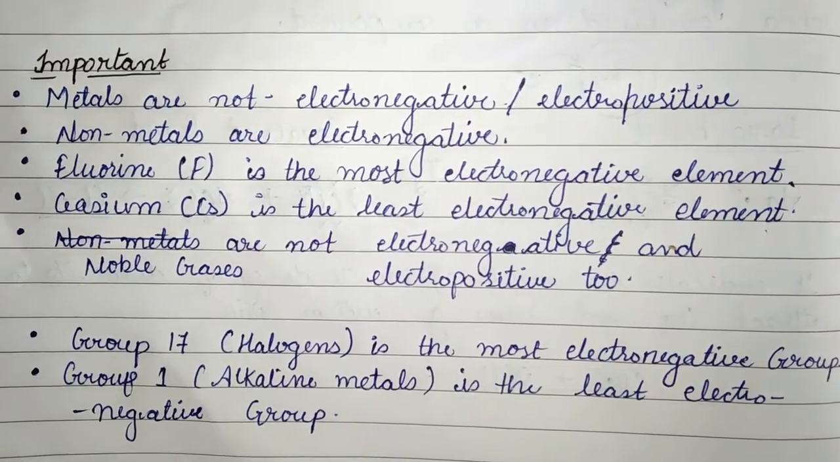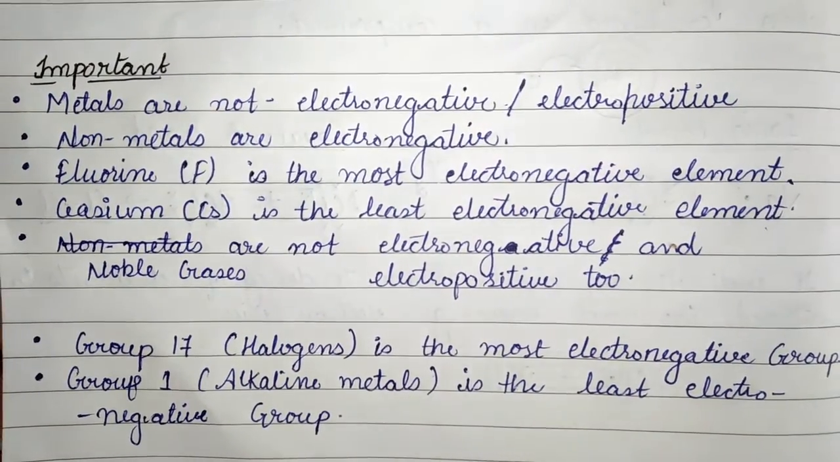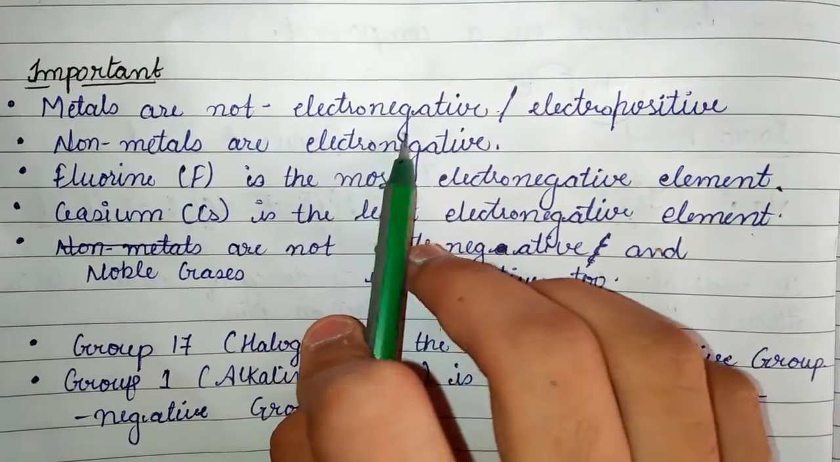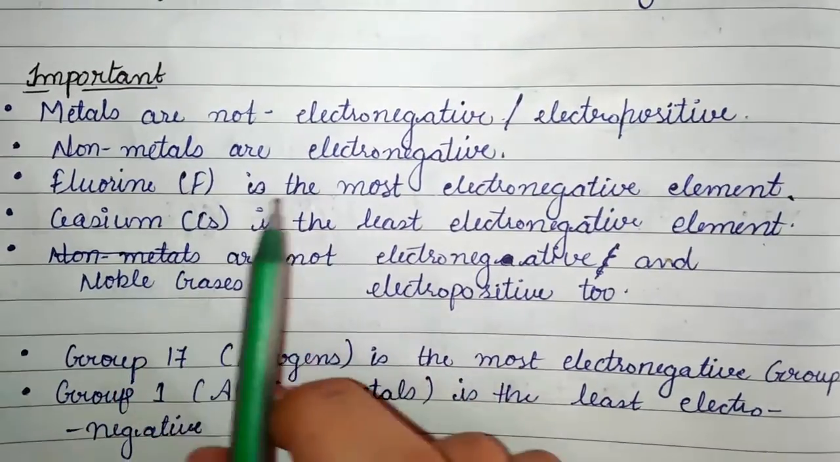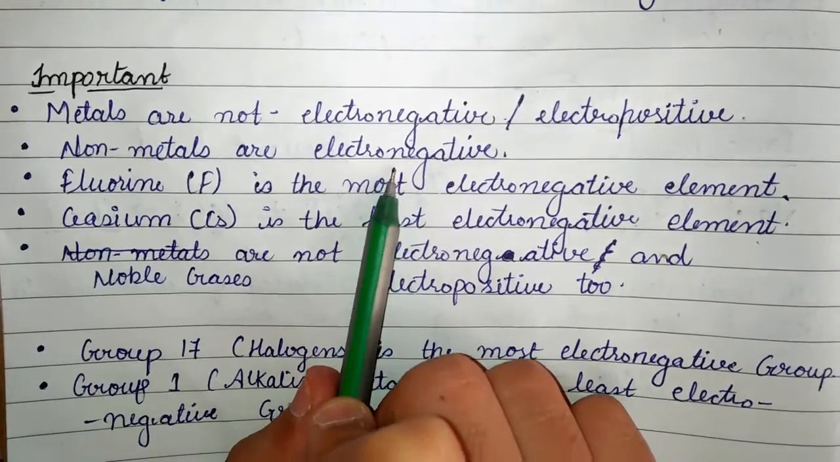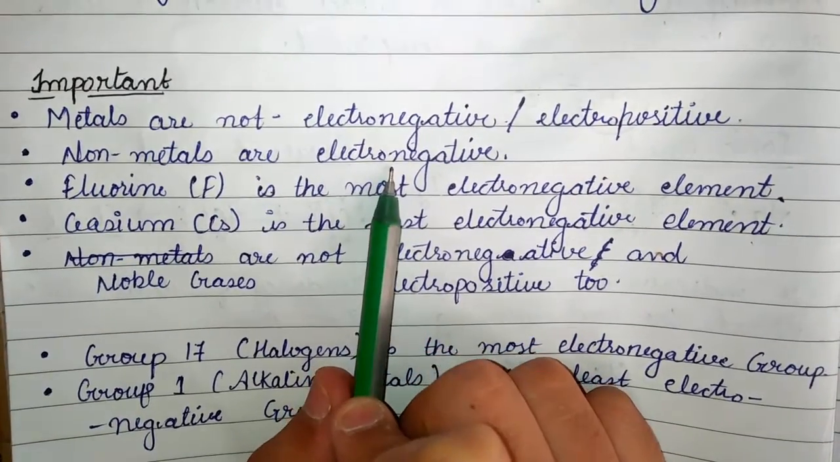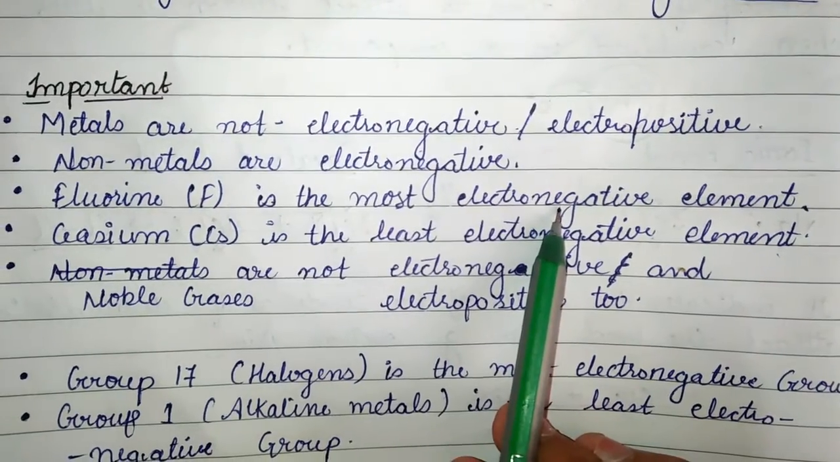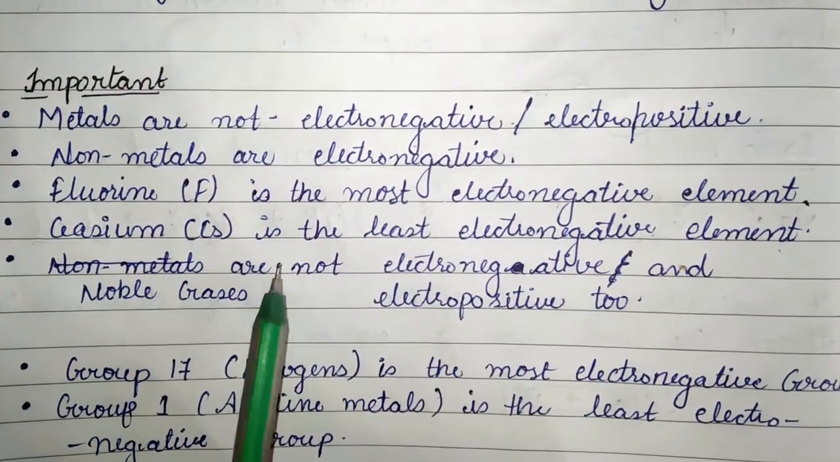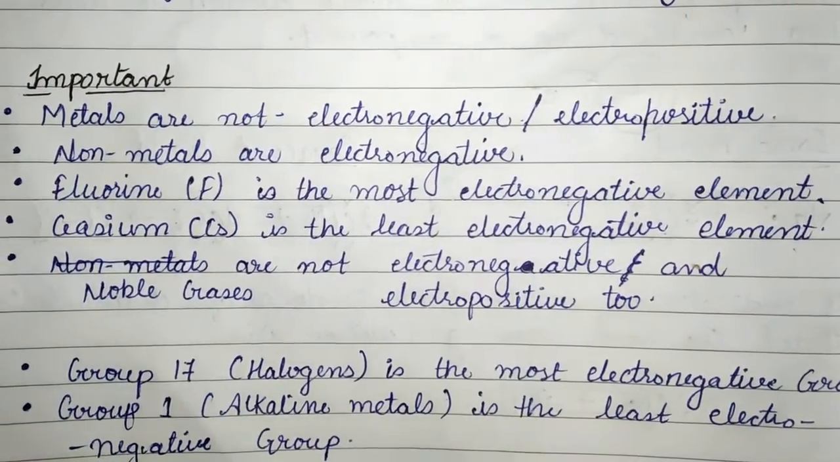Now we have some important points about electronegativity. Metals are not electronegative, or we can say metals are electropositive. Second, non-metals are electronegative, so that's why they are able to attract electrons toward themselves. Fluorine is the most electronegative element in the whole periodic table and cesium is the least electronegative element in the whole periodic table.